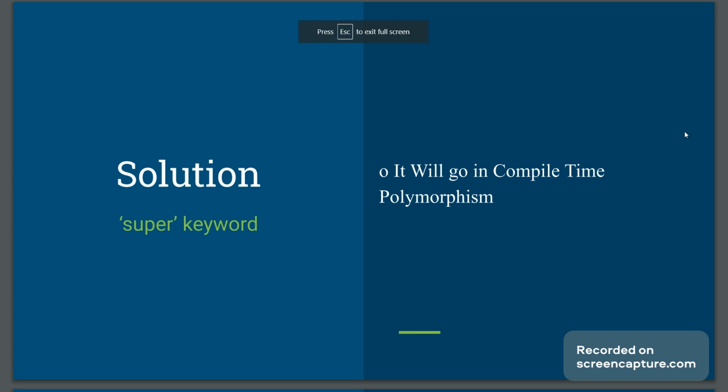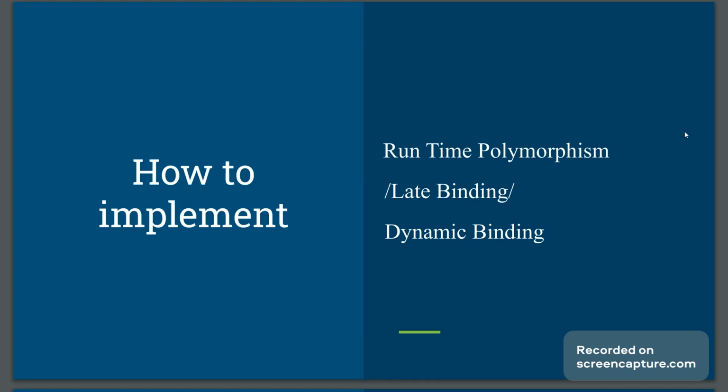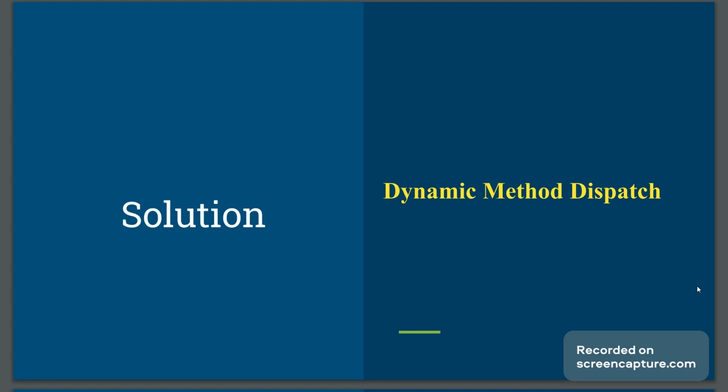So with the super keyword, it goes to the compile time polymorphism. Now, how to implement runtime polymorphism, or late binding, or dynamic binding, where we can get the output of all the base class methods as well as the derived class method, and the linking of function call with the function body will be done at runtime only? So the solution is we can use dynamic method dispatch, DMD.